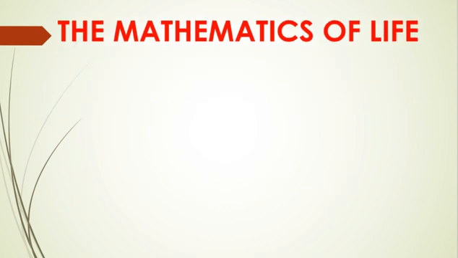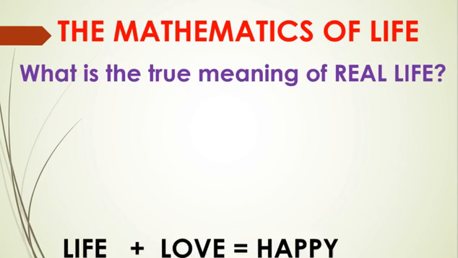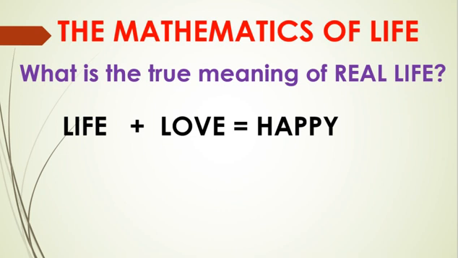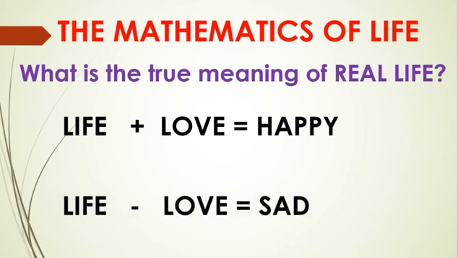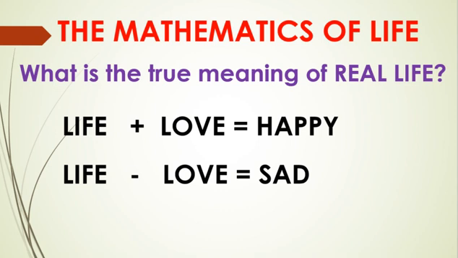But before we start our lesson, let us first ponder our thoughts on this question. The mathematics of life. What is the true meaning of real life? First equation. Life plus love equals happy. Second equation. Life minus love equals sad. Therefore, life equals what? We will answer this question after we discuss our lesson. Are you ready to learn? If yes, then let's start.